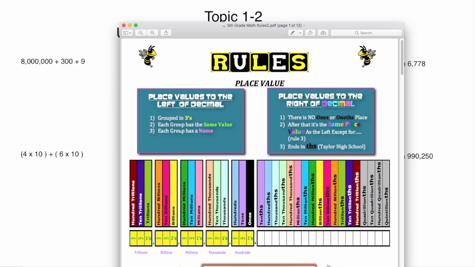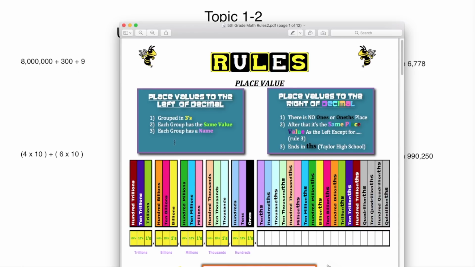Step 2, each group has the same value. That's ones, tens, hundreds. Ones, tens, hundreds. And it goes on forever. That's the value. You've got the ones place, the tens place, the hundreds place. 1,000, 10,000, 100,000. 1 million, 10 million, 100 million. Billions, 10 billions, 100 billions, and so on.